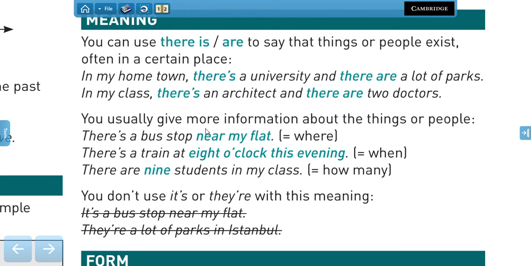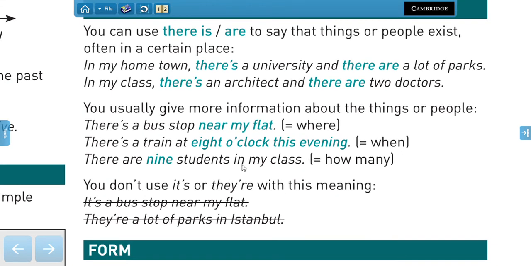You usually give more information about the things or people. So we say there's a bus stop near my flat to say where the bus stop it is. There's a train at 8 o'clock this evening to talk about when, right time. There are 9 students in my class to talk about how many. Why? Because if you delete this information, the sentence is incomplete. If I say there are students in my class, of course there should be students in your class, but the idea is for you to use extra information.